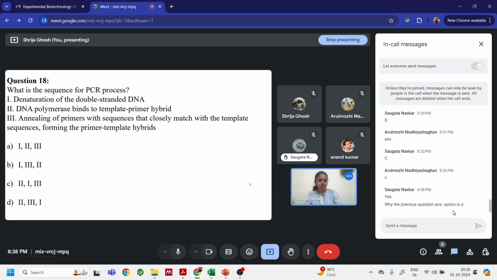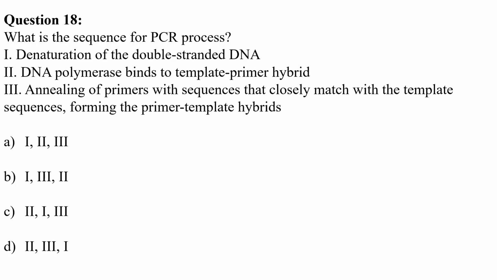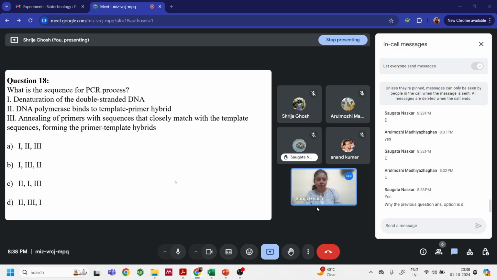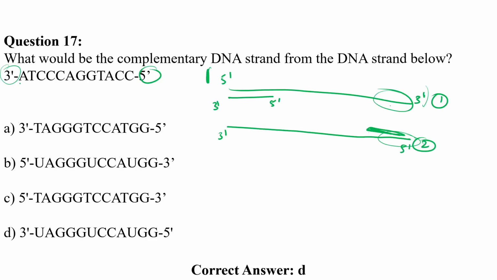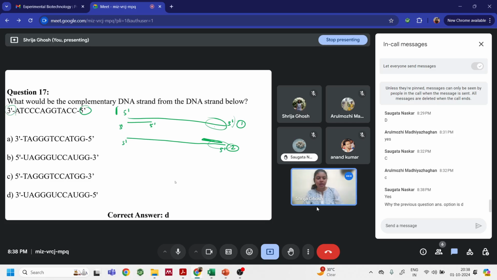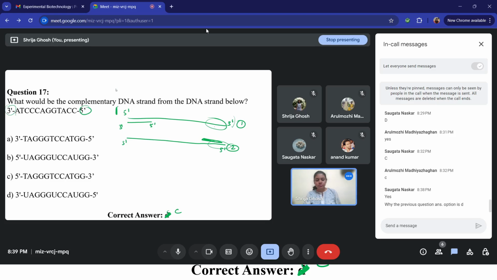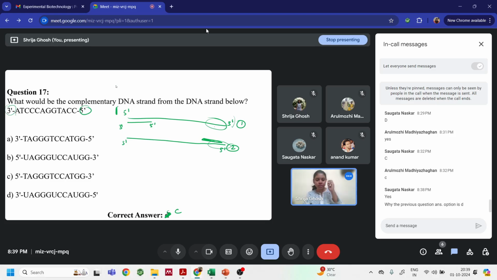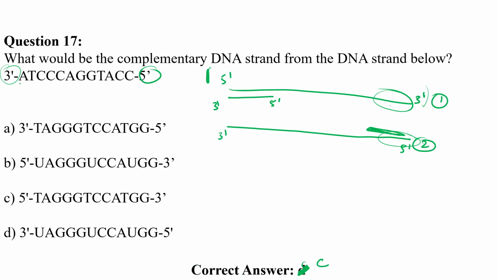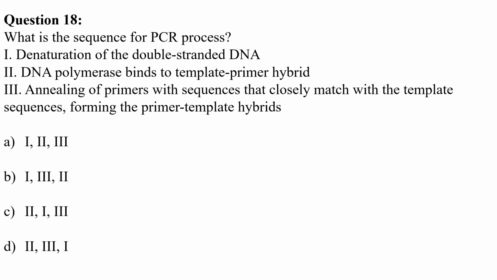By the previous question, answer is option D. Oh wait, I might have the answer is option C only. It's a typing mistake, sorry. I'll correct it when I upload the slide. Option C is the correct answer. Okay. Thank you for pointing it out. Moving to the next question now.